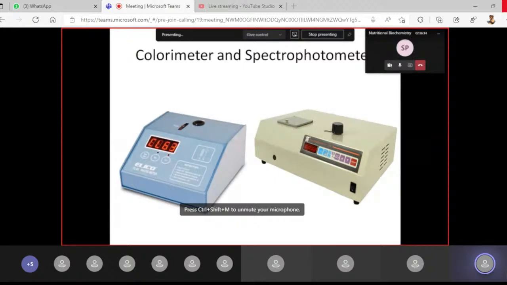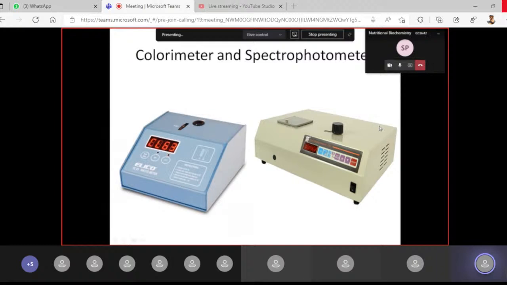Colorimeter you can measure only in the visible range. Spectrophotometer you can use both visible range and in the UV range. So in the colorimeter only colored solution can be used. In the spectrophotometer for visible range you can use colored solution, and for the UV range you can use colorless solution. This is the first difference.